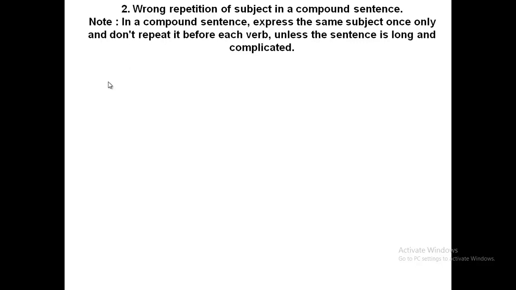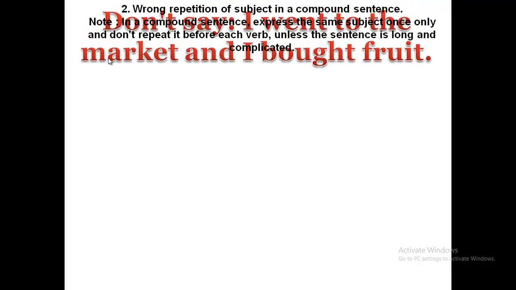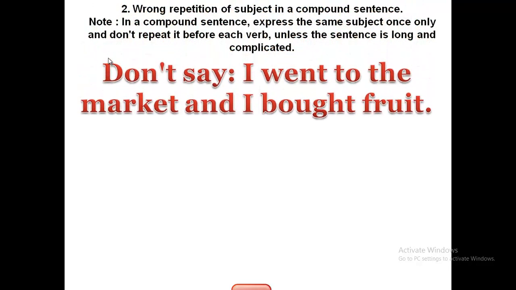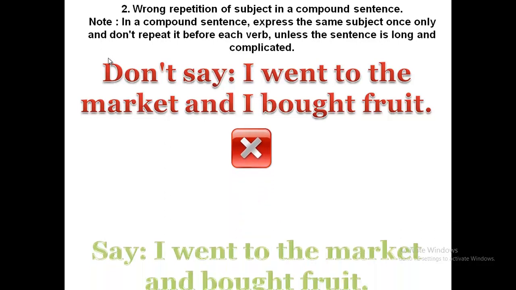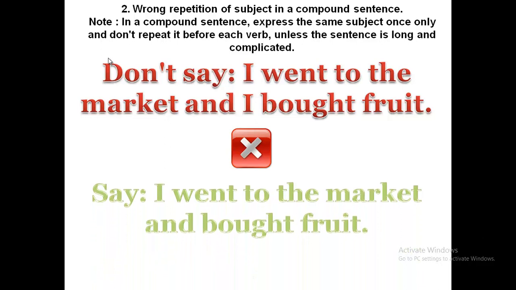Alright, the next example is wrong repetition of subject in a compound sentence. In a compound sentence, express the same subject once only and don't repeat it before each verb unless the sentence is long and complicated. You'll get to know this by this example. So do not say I went to the market and I bought fruit. Simply say I went to the market and bought fruit.